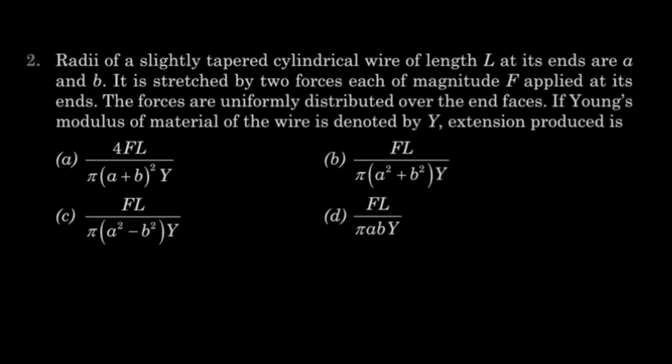Radii of a slightly tapered cylindrical wire of length L at its ends are A and B. It is stressed by two forces, each of magnitude F, applied at its ends. The forces are uniformly distributed over the end faces. If Young's modulus of the material of wire is denoted by Y, extension produced is.